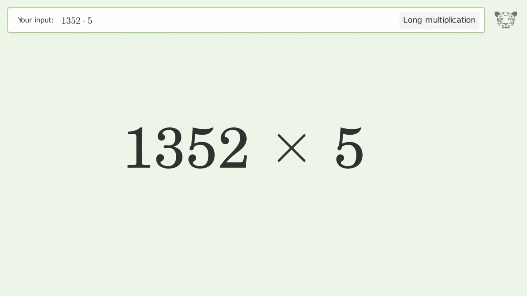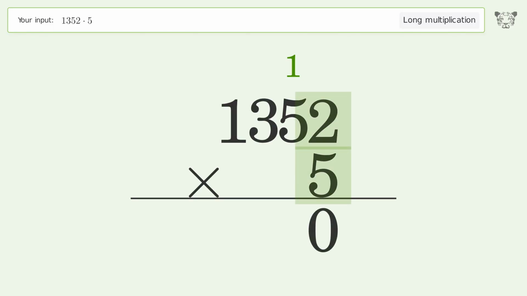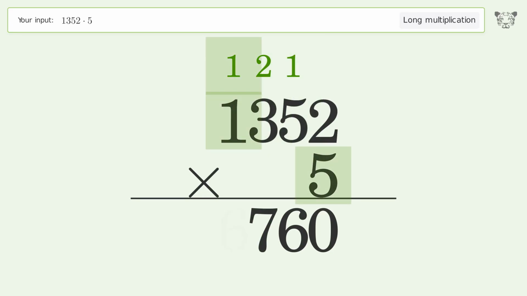You ask Tiger to calculate. This deals with long multiplication. The final result is 6,760. Let's solve it step by step.